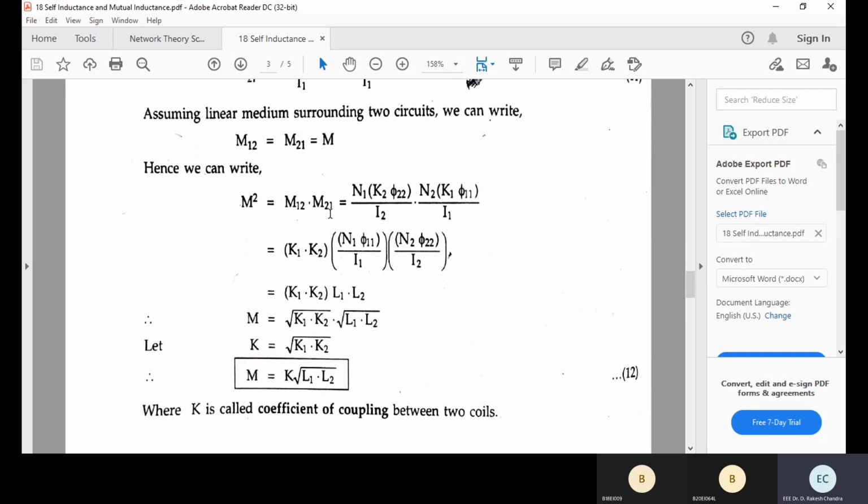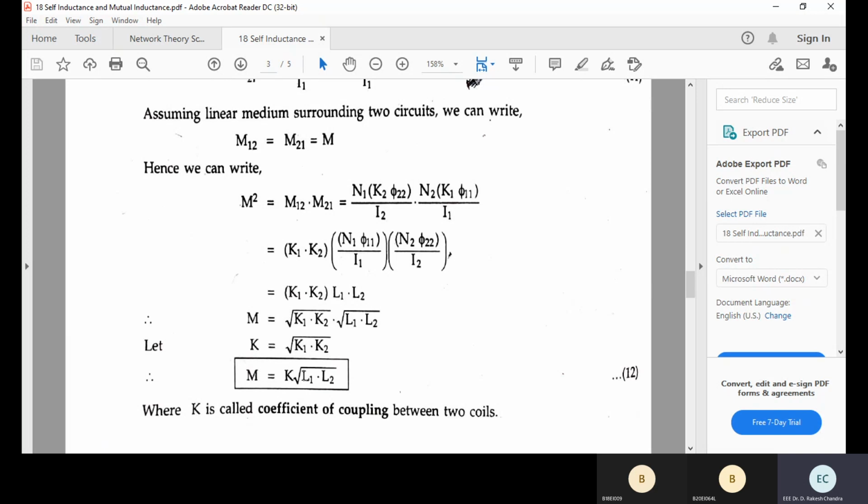If you multiply M12 into M21, it is nothing but M squared, because M12 and M21 are both the same, equal to M. If you simplify it, it is K1 into K2, and this is L1 and this is L2. So you can split it as K1 into K2 into L1 into L2. M is equal to root K1 K2 into root L1 L2, where root K1 K2 we call K, which is called the coefficient of coupling.